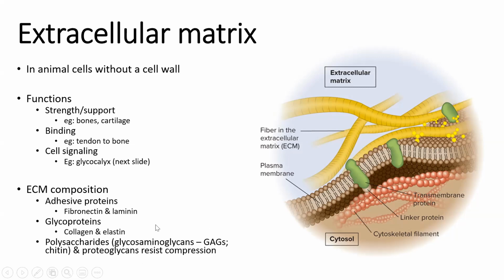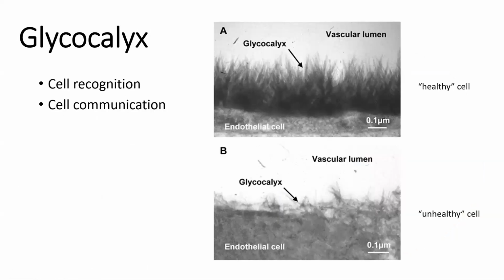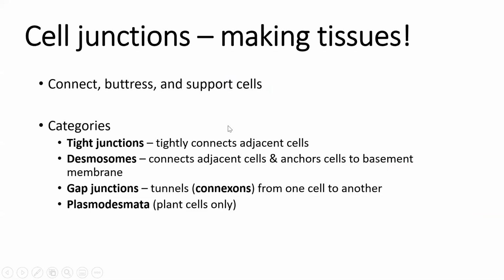Again, all of this will be discussed in upper level courses, okay? But I just want you to know that the extracellular matrix is comparable to the cell wall in plants. So plant cells do not have extracellular matrix. Animal cells do, because we need the extracellular matrix to help maintain the shape of our cells. All right, so glycocalyx, again, we'll talk more about these later on.